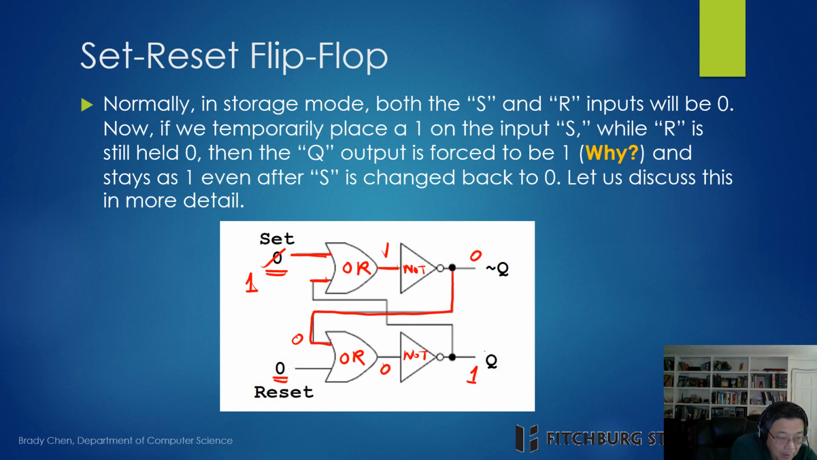So when we change the set input to 1, this is going to set the output Q to 1, and it doesn't matter what the previous value is. Now, once we've done this, what if after I change the value of set to 1, I change it back to 0?